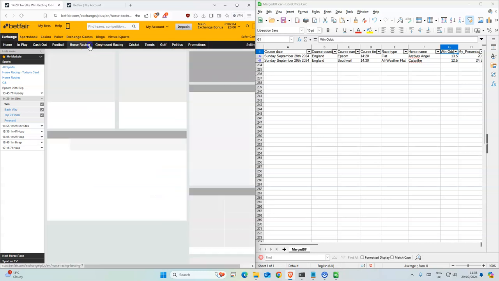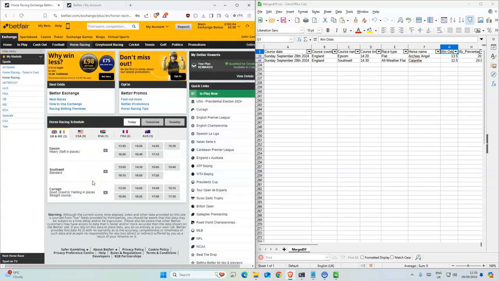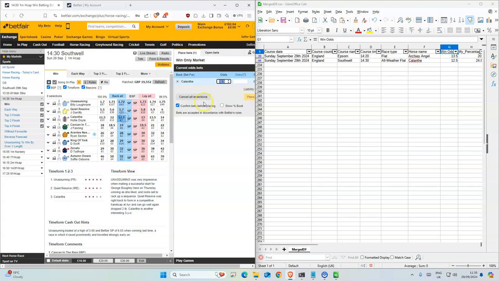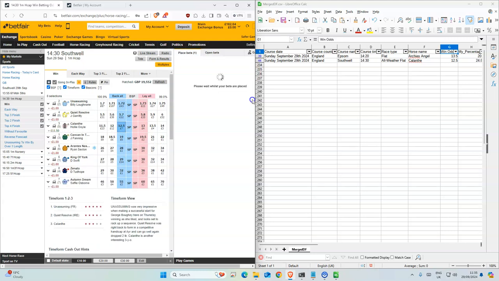And then the next one's in Southwell, 2:30. This one is fine, so we'll take that.